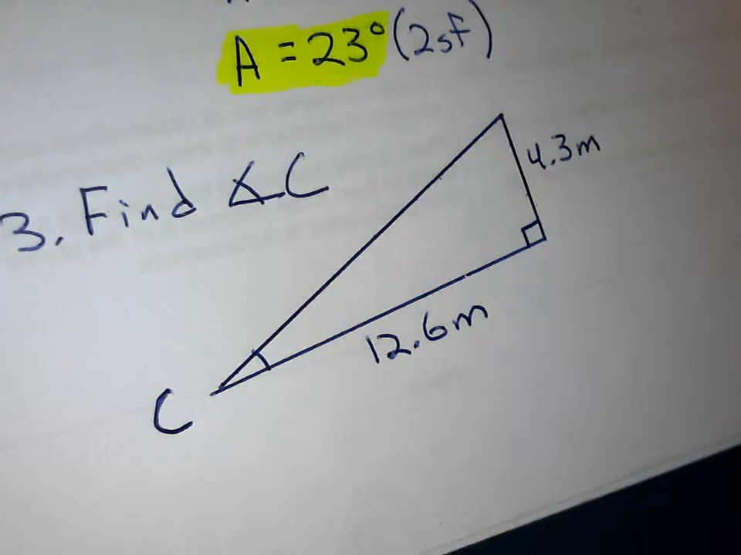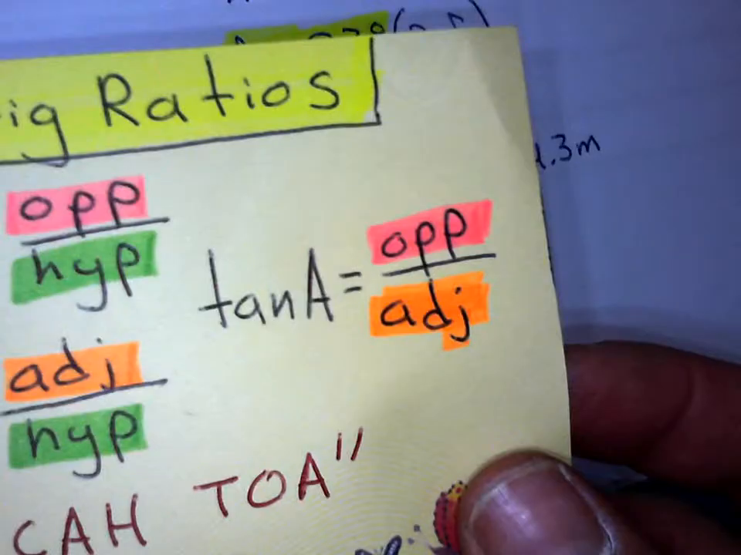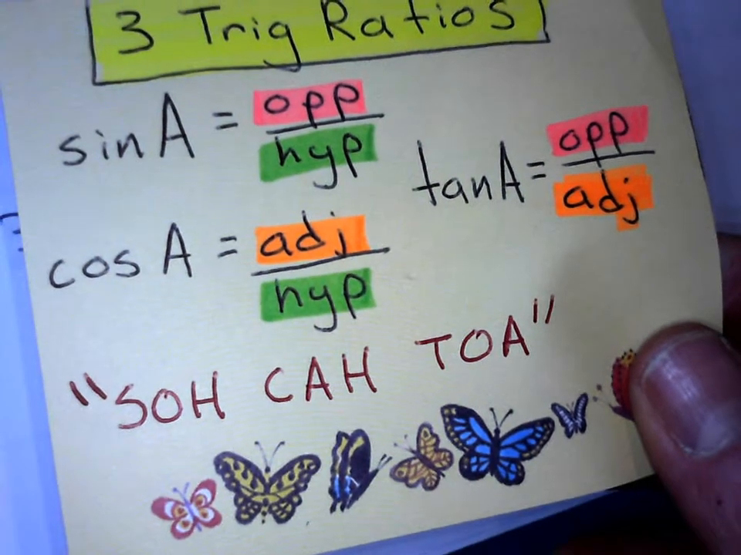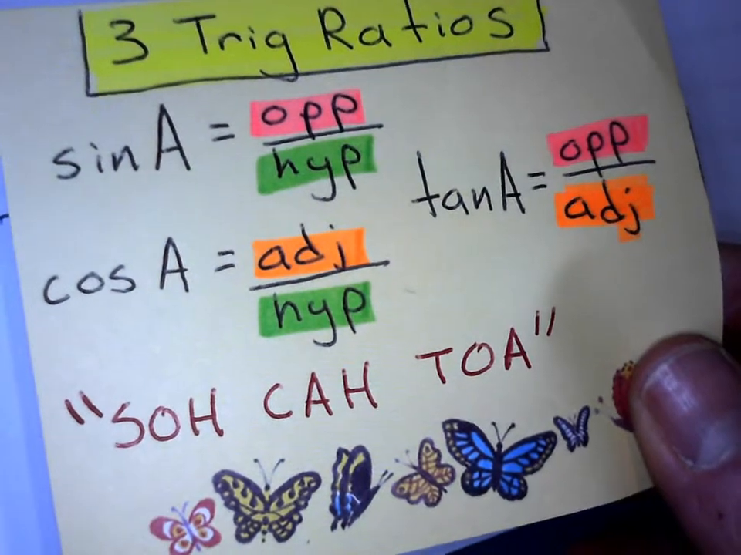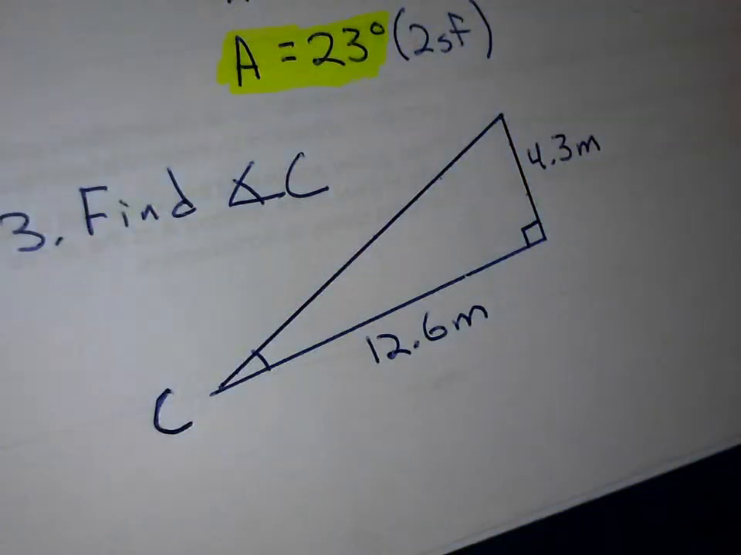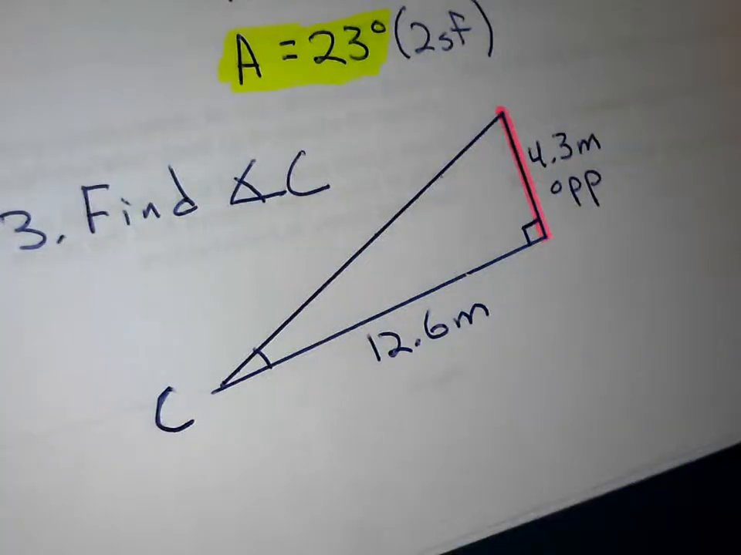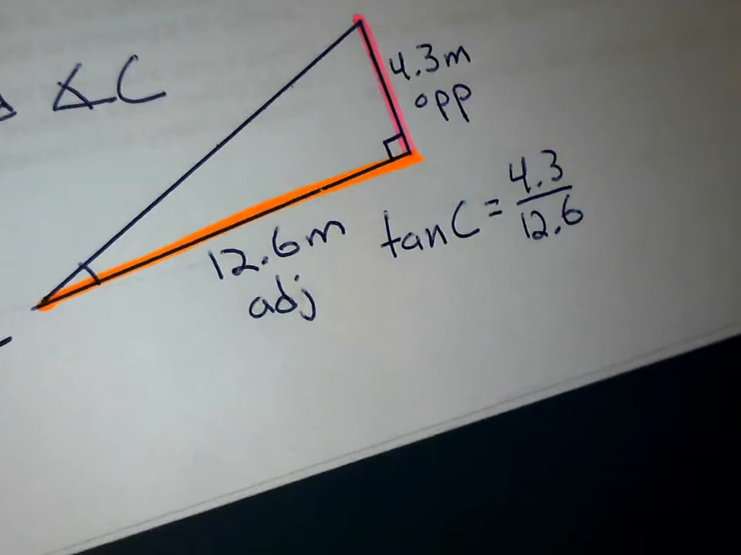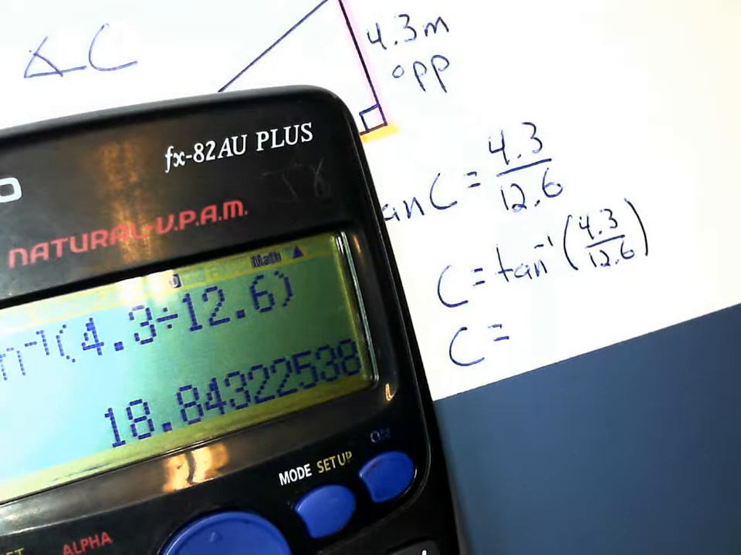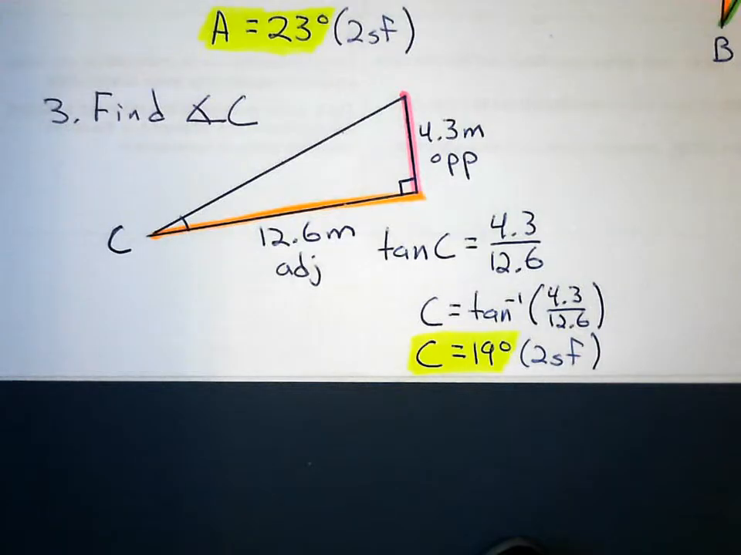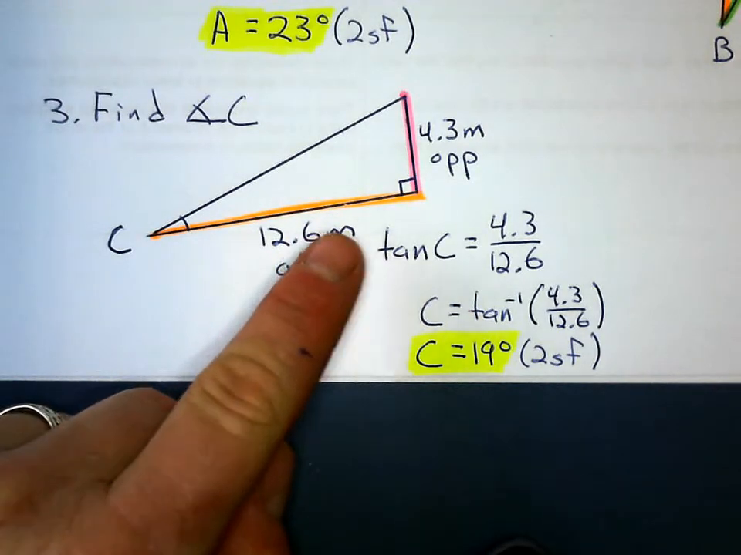Now this one, you try labeling on your own. Remember, when you label your two sides, we're using these trig ratios right here. See if you can solve this one yourself. If you used tangent, inverse tangent, to solve this one, good job.